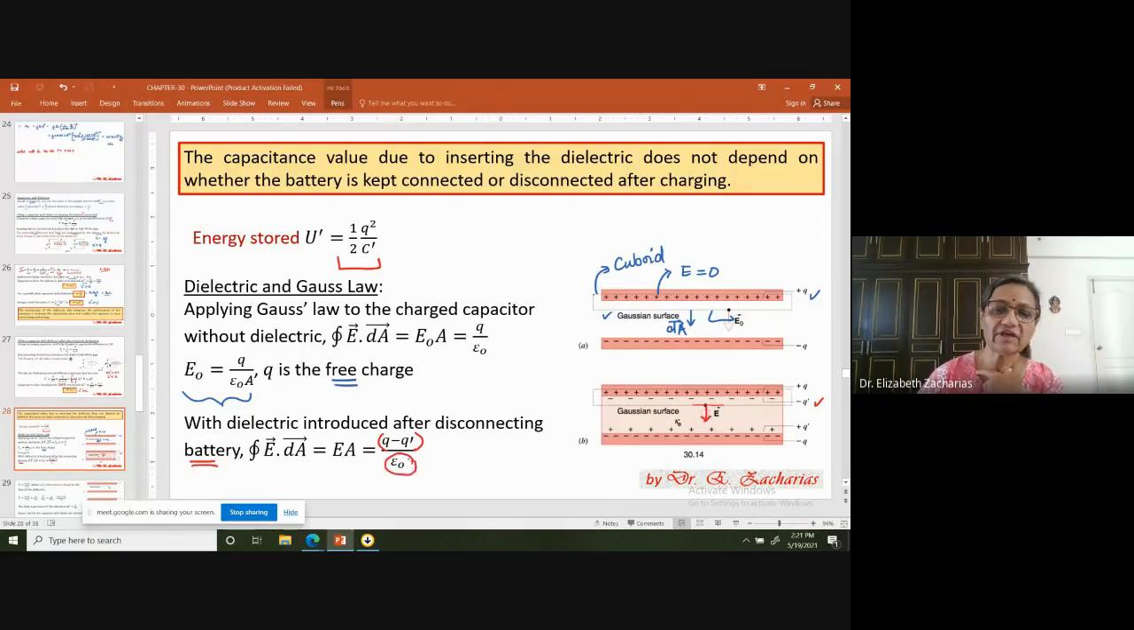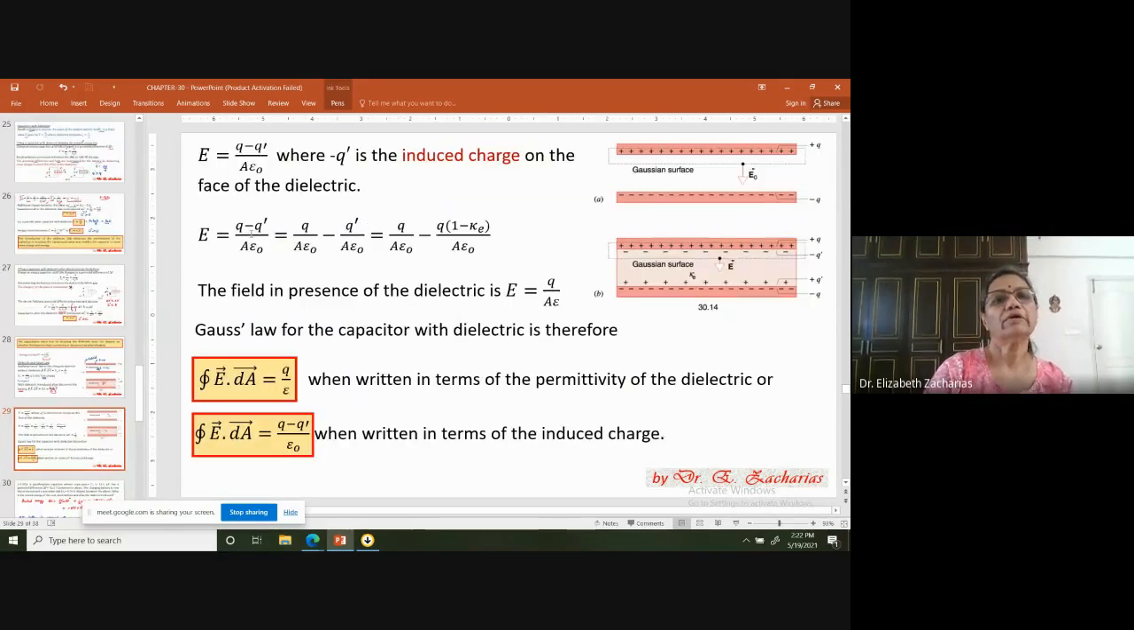Notice here, I have written epsilon naught and not epsilon. That is because the presence of the dielectric is accounted for by taking these polarization charges minus Q prime and plus Q prime. So you don't have to write epsilon, you can write it as epsilon naught.